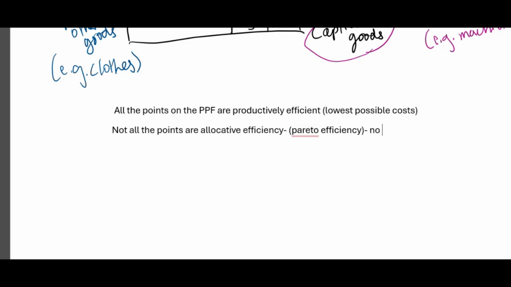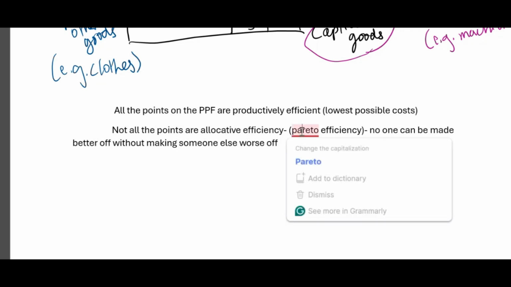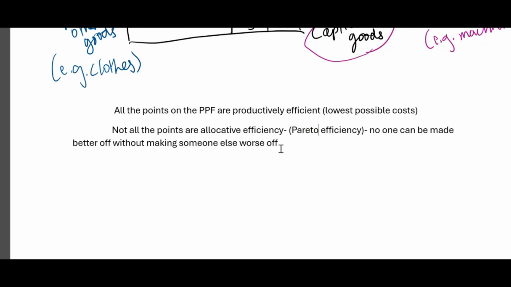Yeah, so this is where no one can be made better off without making someone else worse off. So that's the definition for mainly Pareto efficiency. What they mean by allocatively efficient is when more of one good is produced and less is produced of another, so it's basically uneven. And with the PPF, you need to remember that it only shows potential output. So allocative efficiency is basically worried about how it's distributed in society.